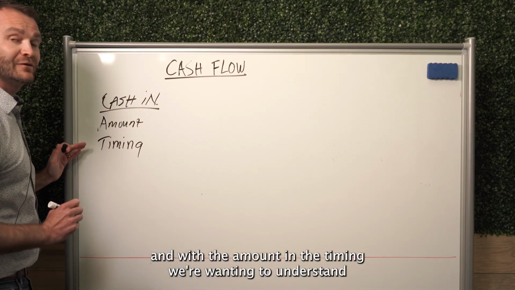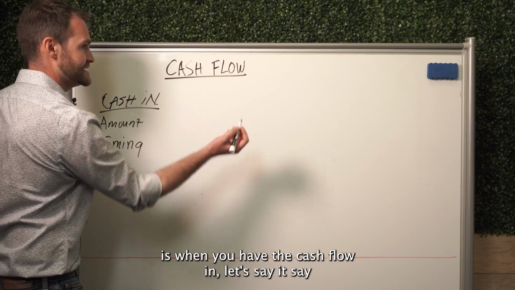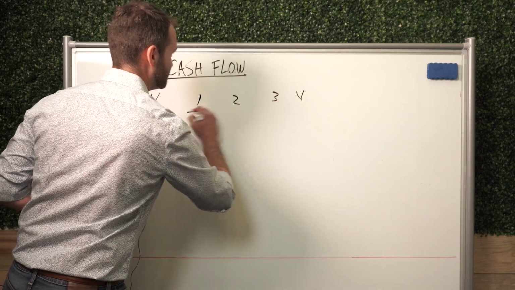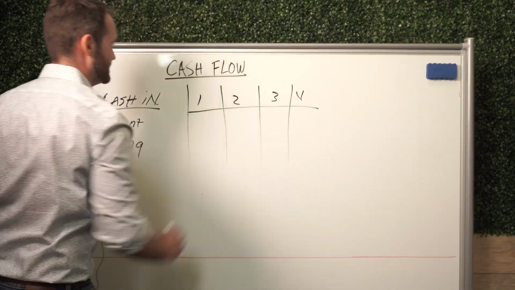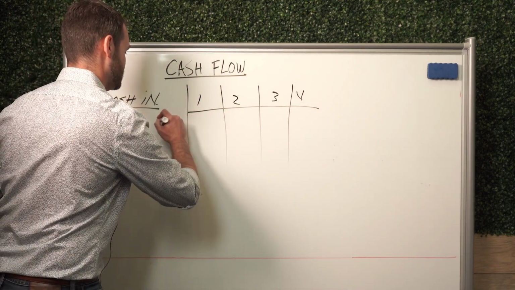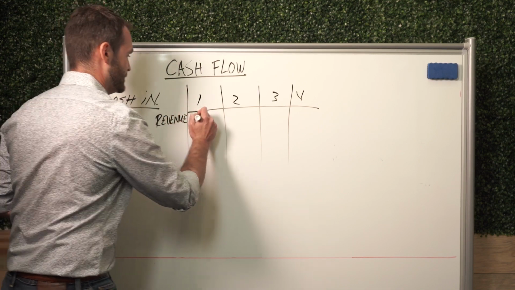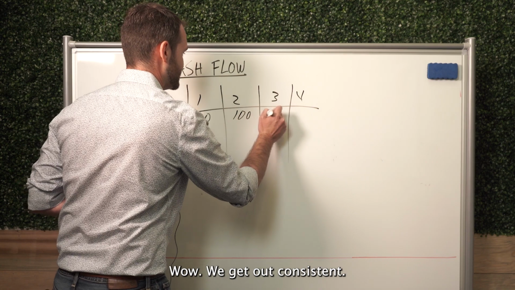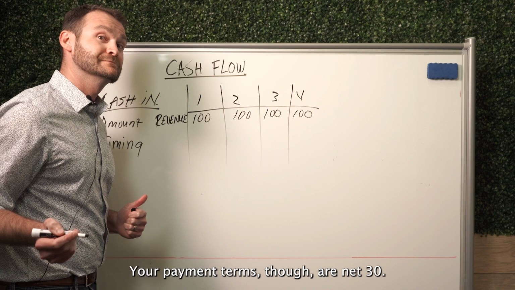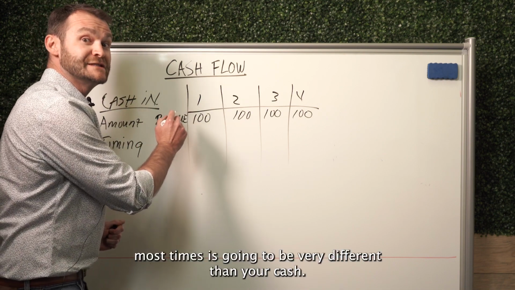And with the amount and the timing, what we're wanting to understand is when you have the cash flow in, let's say you invoice every month. And that amount is going to be $100 every month. Great. Wow, look at how consistent this is. Awesome. Your payment terms, though, are net 30. Okay, so your revenue most times is going to be very different than your cash.